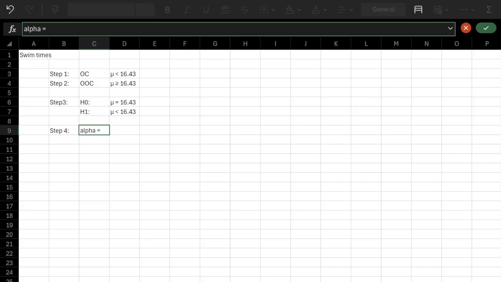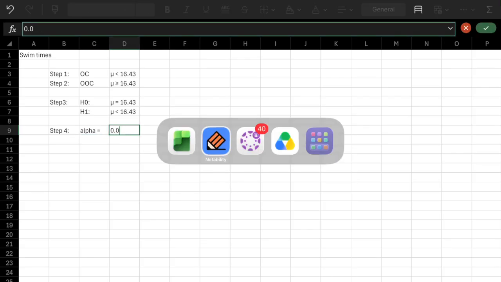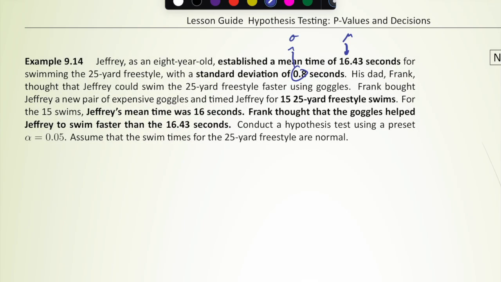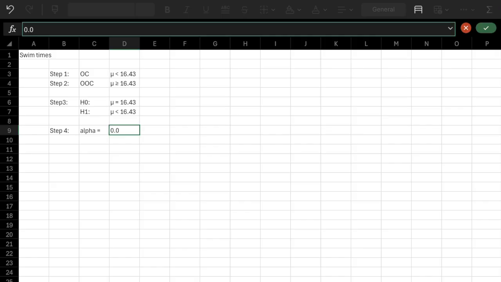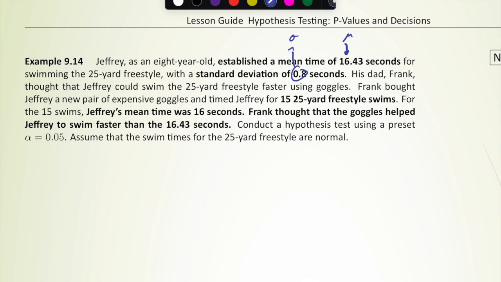Alpha equals... oh, I quite forgot what it was, 0.5. Yep, there it is at the very bottom. It started the bottom line. 0.5, that's my alpha. Step 5: I've got to identify the test. Okay, well, what am I dealing with here?